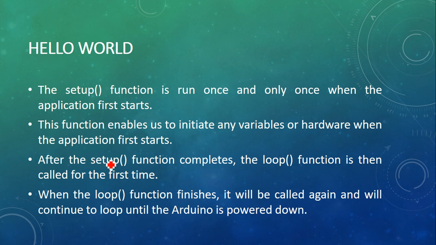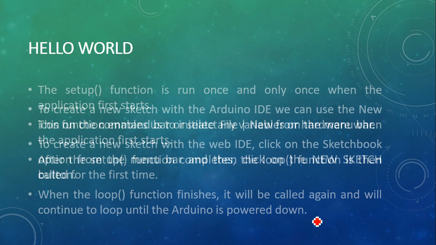So it's always the order: first the setup function and then next is the loop function. When the loop function finishes, it will be called again and will continue to loop until the Arduino is powered down. If you can remember my discussion of the loop function, this is what I already said: because it's a loop, it will continue to run over and over again until the Arduino is powered down or off, or there is no power supply at all.